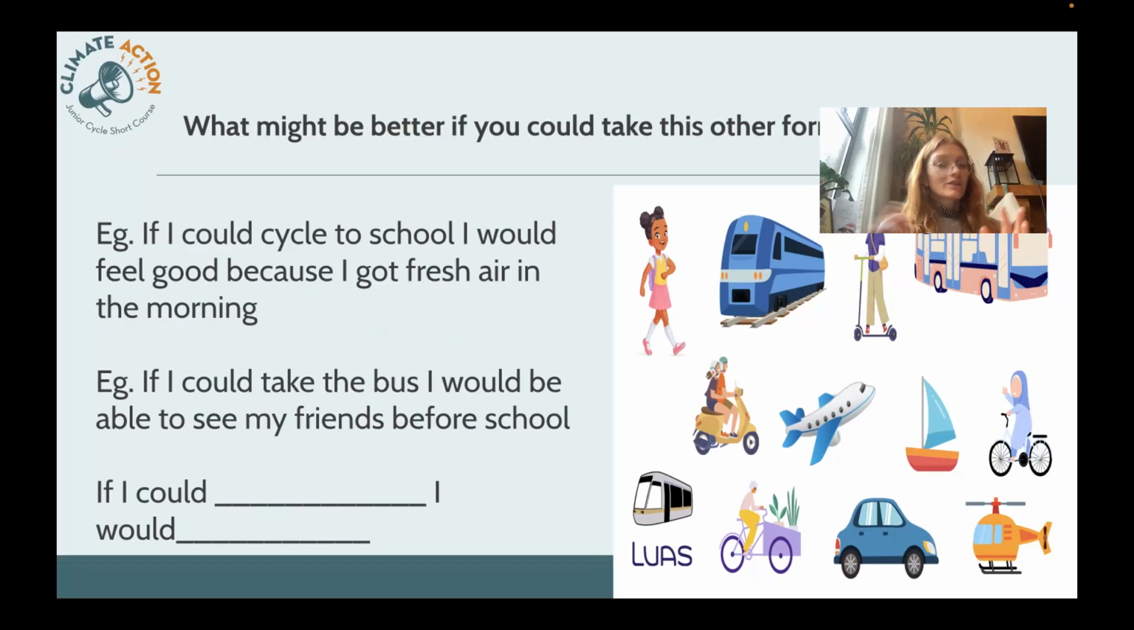And then finally, you're trying to identify for them, is there something that might be better if they could take these other options that they've identified that they don't take? So might they feel healthier? Might they be getting fresh air? Might it mean that their trip is faster because they're not stuck in traffic? What are the different things that might be better for them? It might be nothing, but it's just trying to explore that.